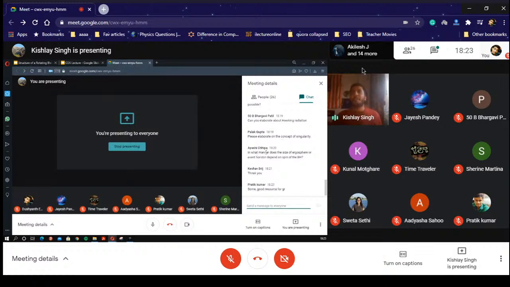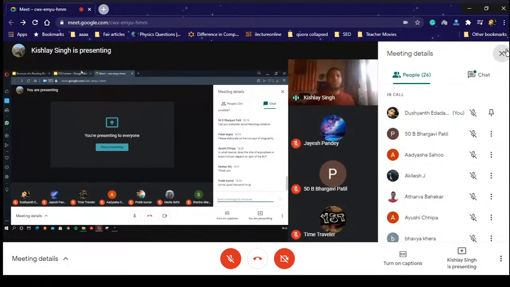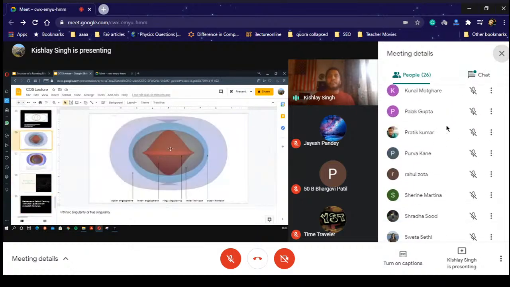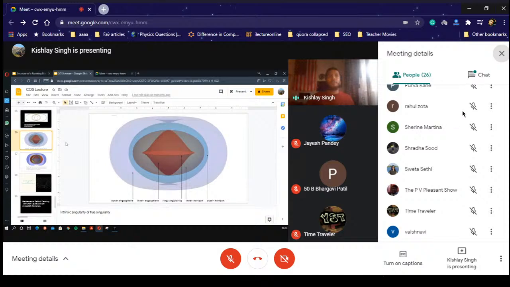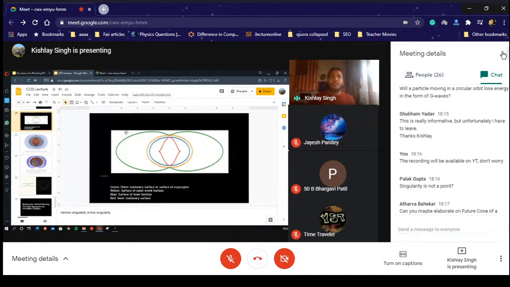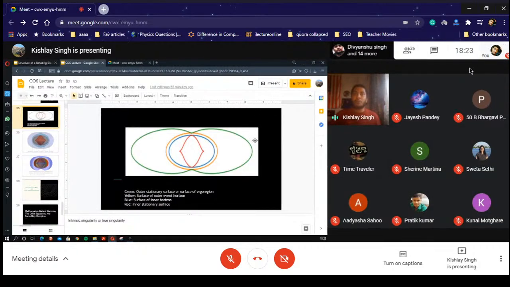So, in what manner does the size of the ergosphere or event horizon depend on the spin of the black hole? That's a very nice question. Here you can see this image. This is just the half cross section of the image. The green curve is the ergosphere, orange is the outer horizon, blue is the inner horizon, and the red one is the inner ergosphere surface.